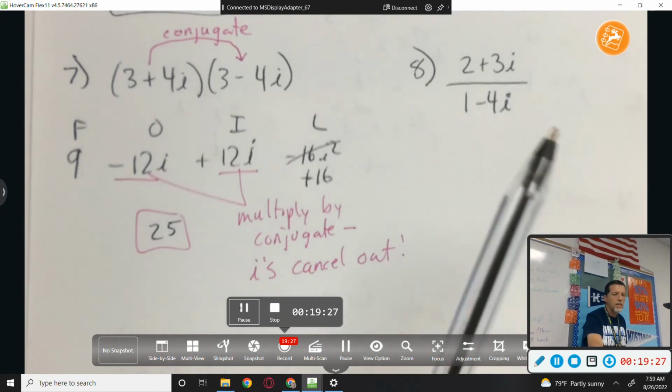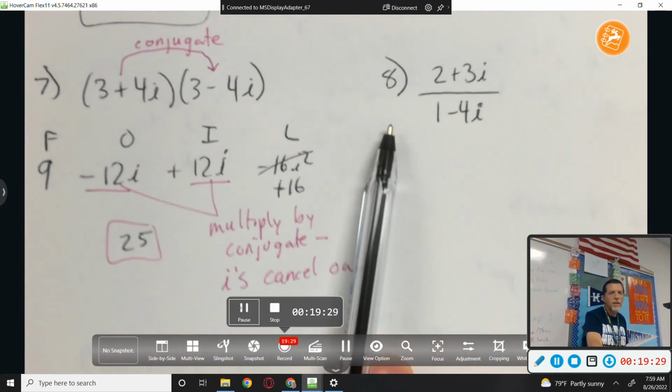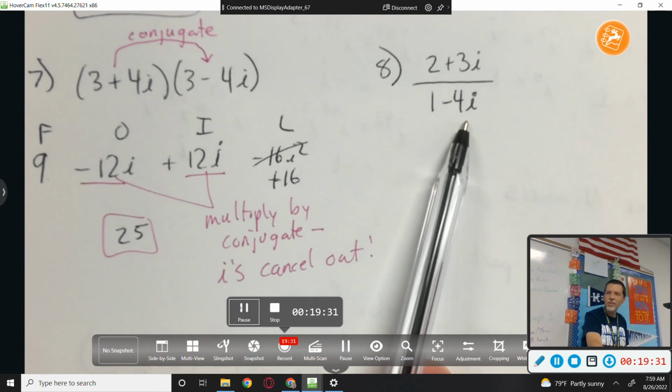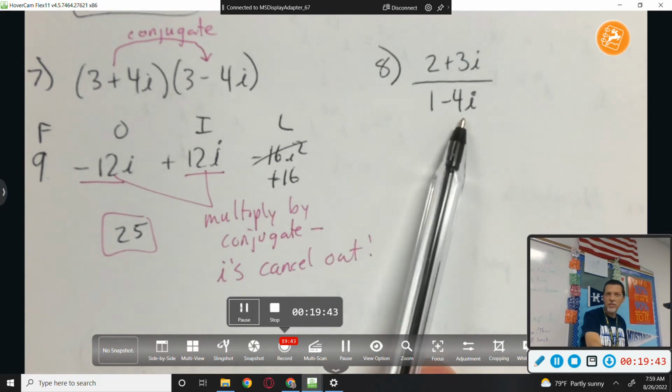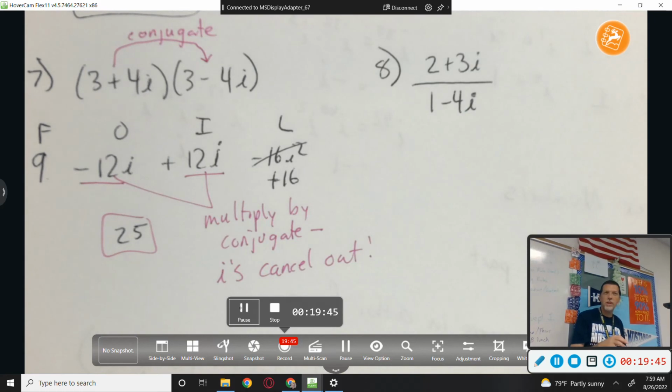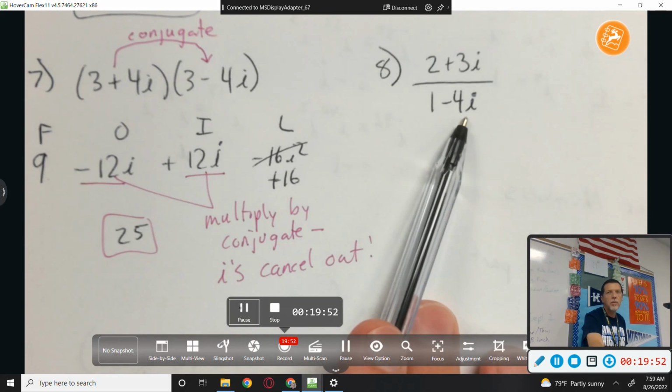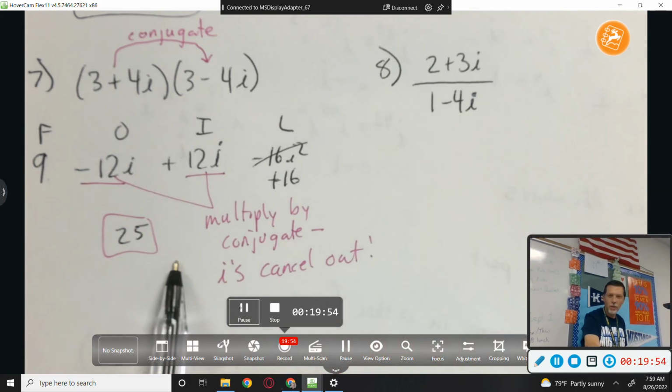Number 8. Did y'all do i stuff in Algebra 2? Okay. So do you remember how to fix this one? Oh, you put the i at the bottom, right? The i can't be in the bottom because i is a square root, and we don't like square roots in the denominator. So that's why it's broken. That's why we don't like it, because that i is down there. But you multiply by the conjugate, and that'll get the i out of the denominator.